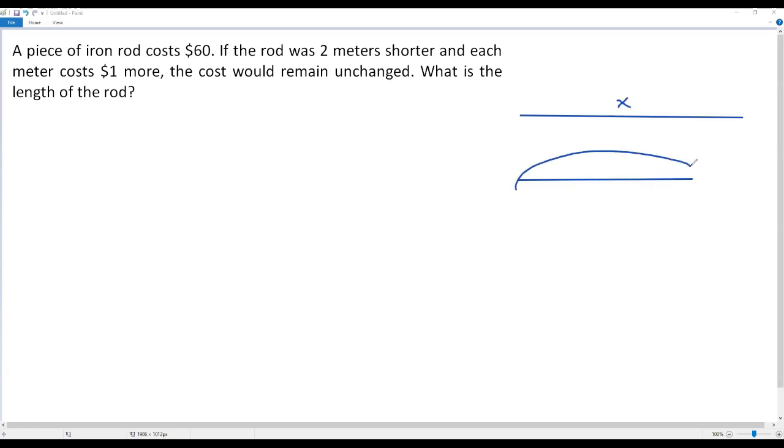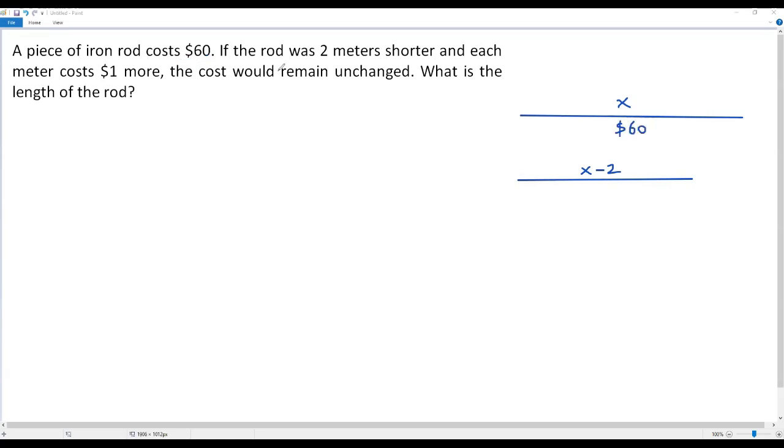Okay, what is the length of this rod? Actually, this rod is 2 meters shorter than the original rod. So to get the length of this rod, we have to subtract 2 from the length of the original rod, that is x negative 2. And also we have the cost of the original rod, that is $60. Let me write over here.